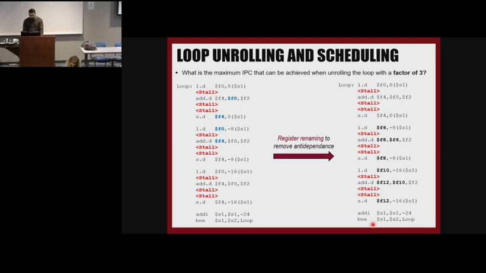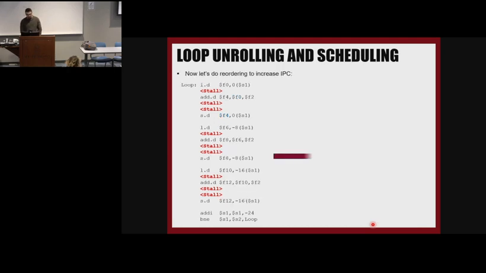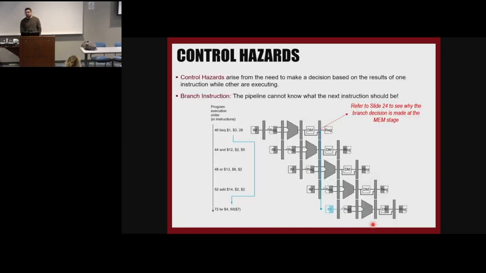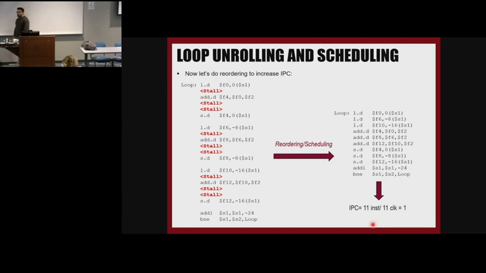Okay, so this is what loop unrolling is. This is how we get an IPC of 1 for this case. All right, any questions? This is a very important topic. As I said, in every qualifying exam, every comprehensive exam, you try to have something about unrolling.